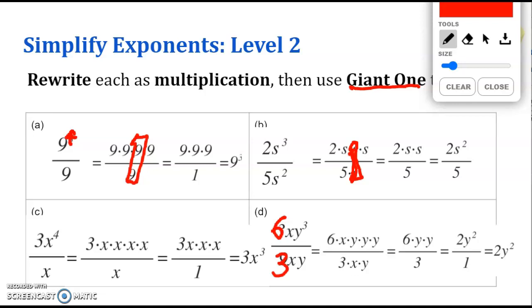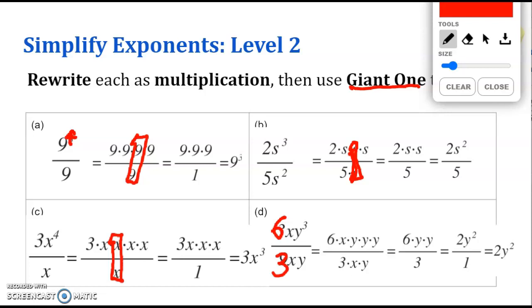4x to the power of 4 is x being multiplied 4 times, so I can create my giant one here. And then you're still left with 3 x's being multiplied, and we still have the 3 right here, so that becomes 3x to the power of 3.